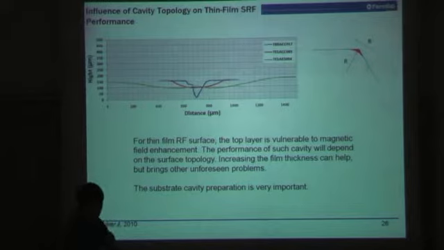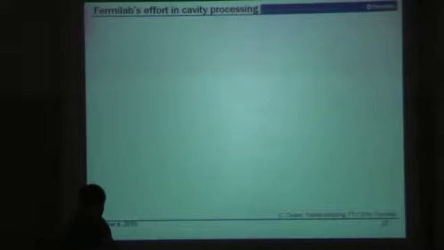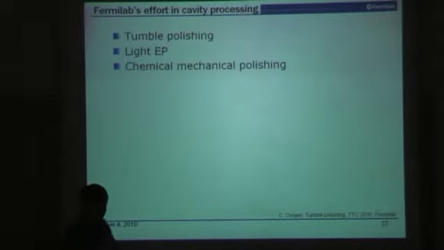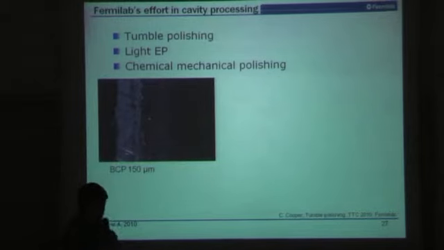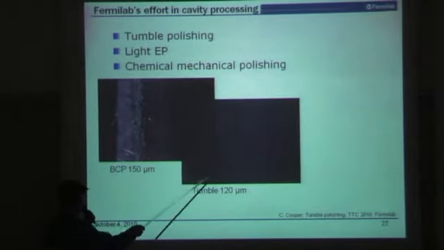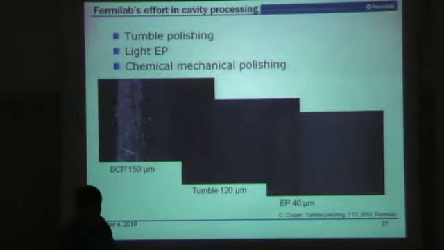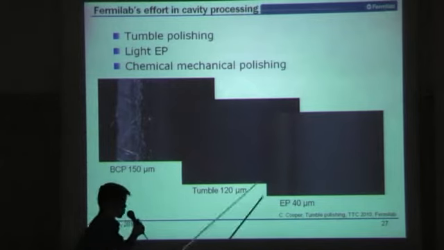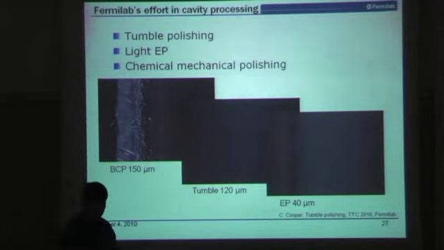And next I want to introduce, briefly, Fermilab's effort in pushing the limit of surface preparation. We have a tumble machine, we have an EP system, and they also team up with a local company to do the chemical and mechanical polishing. So the BCP cavity has a rough surface in the equator region. After tumble, it gets very smooth. And with the EP, you get an almost perfect film. That's our starting point for the chemical mechanical polishing.